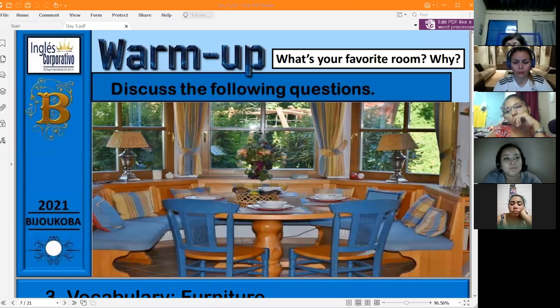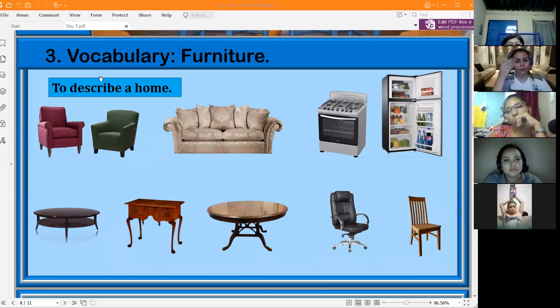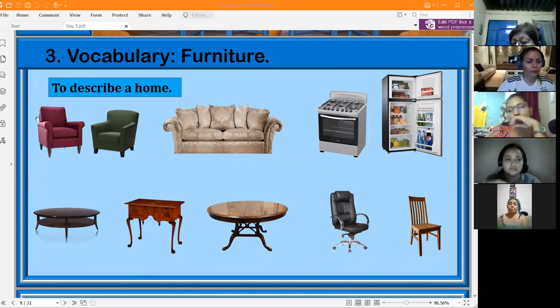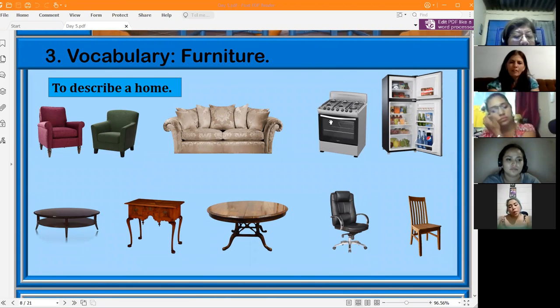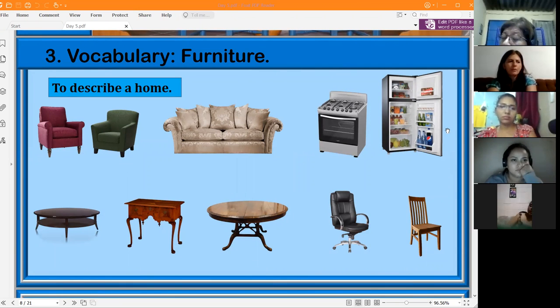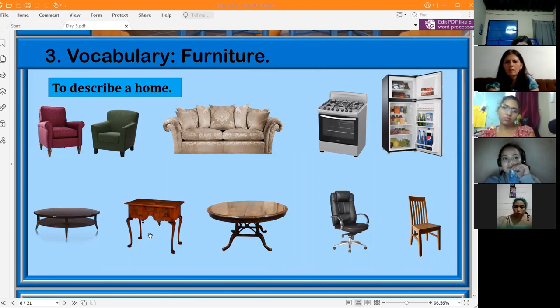Well, let's continue because of time, and then I'm going to ask other people. Maybe you remember we studied the furniture, okay? Do you remember what these are? Armchairs, very good. And this one is? Couch, or sofa. And this one, what's this? Gas stove. And this one? Refrigerator. So close the door of the refrigerator. What about a coffee table? What's this? Dresser. My table.